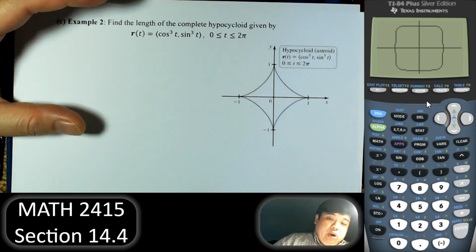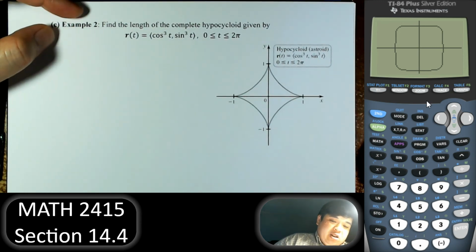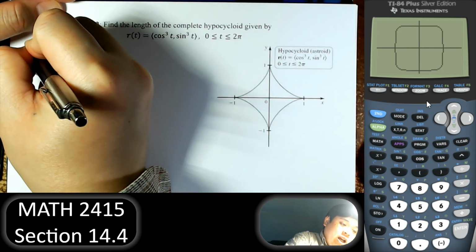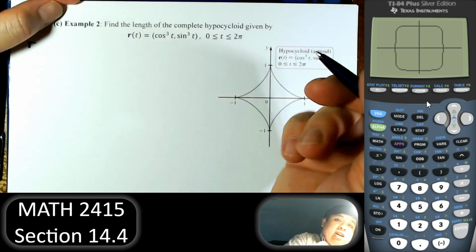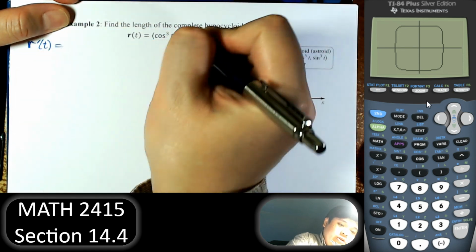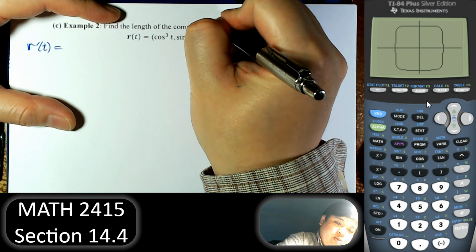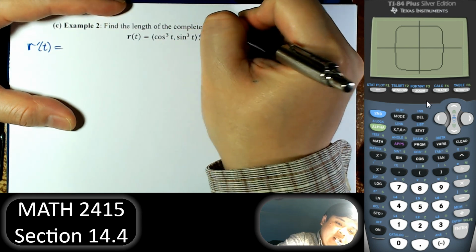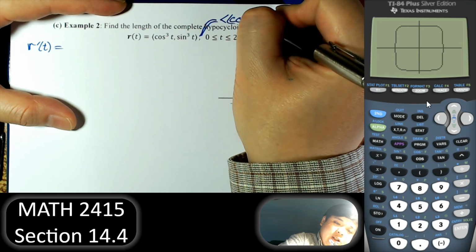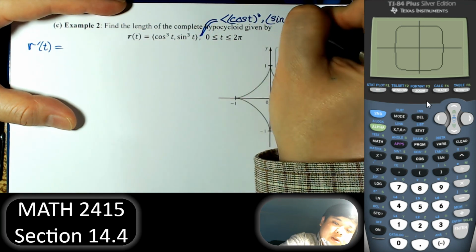Let's see if we can do it. Like I said, sometimes we won't be able to do this because the integral with the square root more often than not is complicated. But I will take the derivative and find the magnitude. Let's just rewrite this as cosine of t cubed and sine of t cubed.